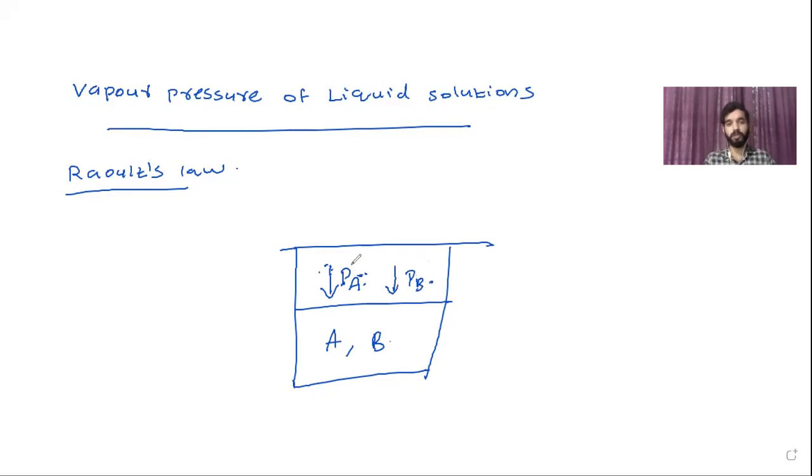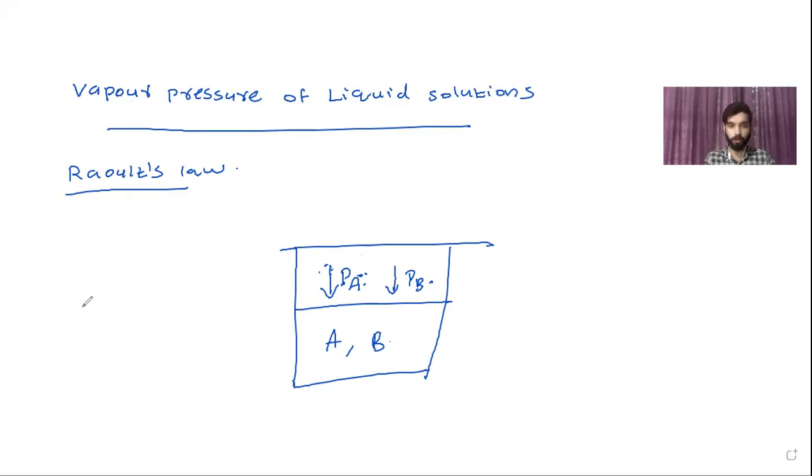So what is the relation between the vapor pressures of different components in this solution? What are the factors affecting them? That is explained by Raoult's law. So we'll see what Raoult's law says. Raoult's law states that for a solution of two or more volatile liquids, meaning liquids that can be vaporized, which can go to the vapor phase, the partial vapor pressure of each component is directly proportional to its mole fraction in the solution.